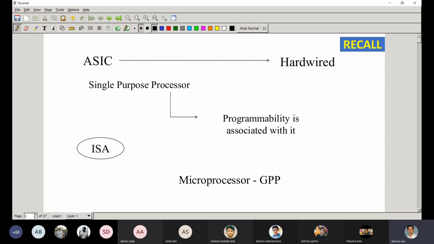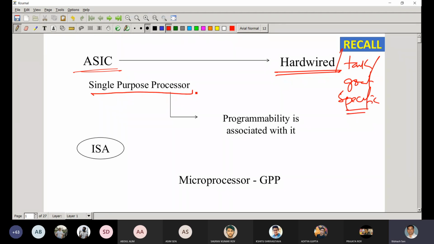So today our first session starts from the ASIC. So what is ASIC? As I told, ASIC is completely hardware, and it is completely task or goal specific. Now in a single purpose processor, here also we are making a processor whose purpose is single, like maybe an ASIC. So to show that programmability is associated with it.